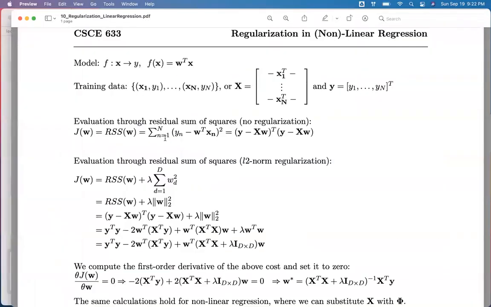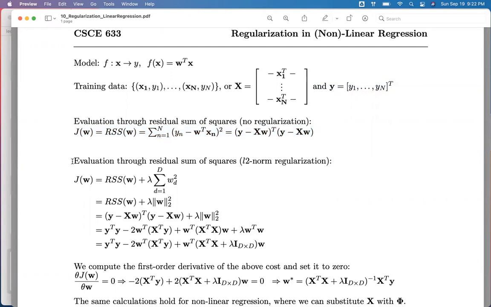So let's go a little bit now to prove this. In this handout, we have exactly the same problem of linear or nonlinear regression. We have our model that transforms from an input space X into an output space Y. And we have our set of training data and our set of labels. Now, the evaluation criterion for the case of regression, if we had no regularization, would be the RSS error, which is the error that we have seen before.